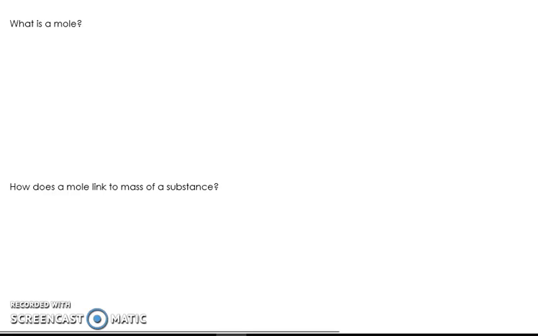Hello ladies and gentlemen, today we're going to be having a quick look at the concept of the mole. What is a mole, how do we define it, and also how can we link moles to properties of a substance such as their mass and molar mass? So first things first, what is a mole?